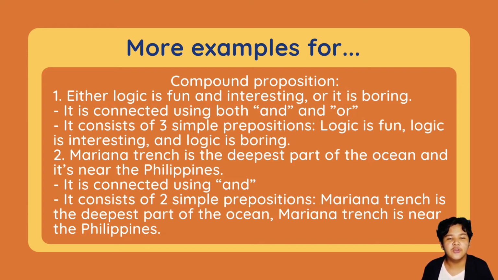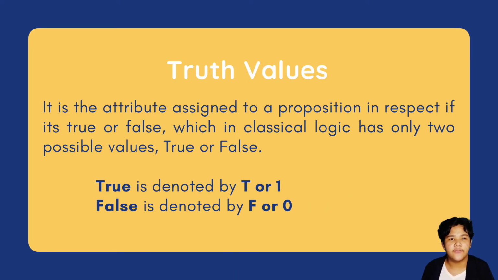It is connected using the logical connective and it consists of 2 simple propositions. Mariana Trench is the deepest part of the ocean and Mariana Trench is near the Philippines. Truth value is the attribute assigned to a proposition in respect of whether it is true or false, which in classical logic has only 2 possible values, true or false.